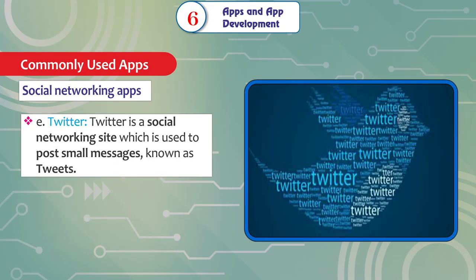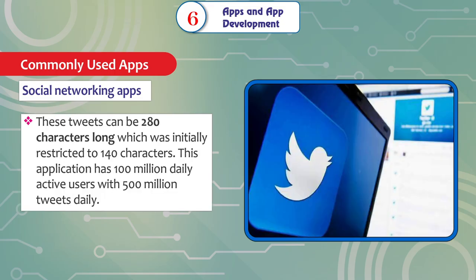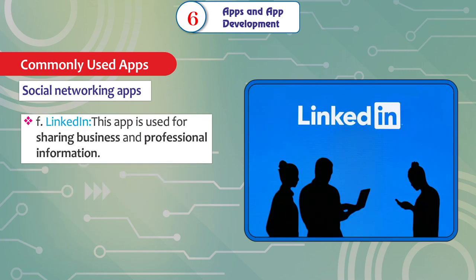E. Twitter. Twitter is a social networking site which is used to post small messages known as tweets. These tweets can be 280 characters long, which was initially restricted to 140 characters. This application has 100 million daily active users with 500 million tweets daily.